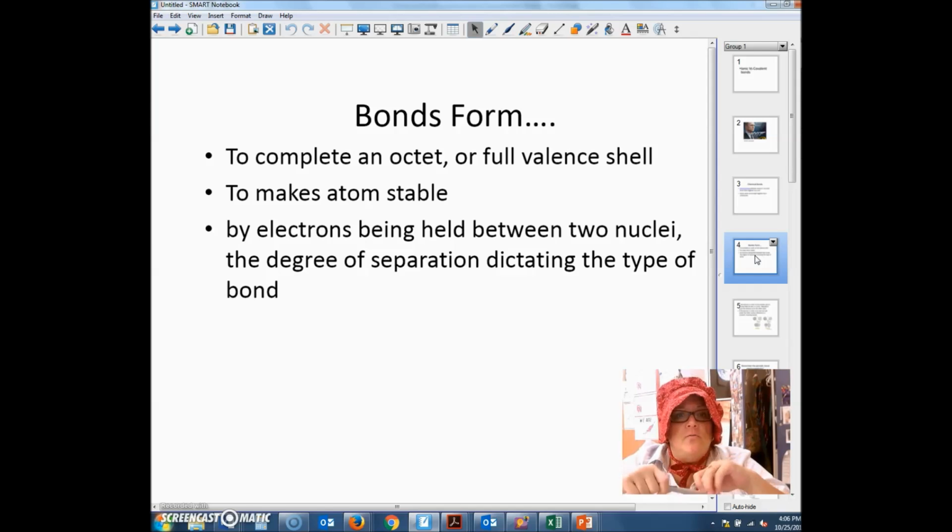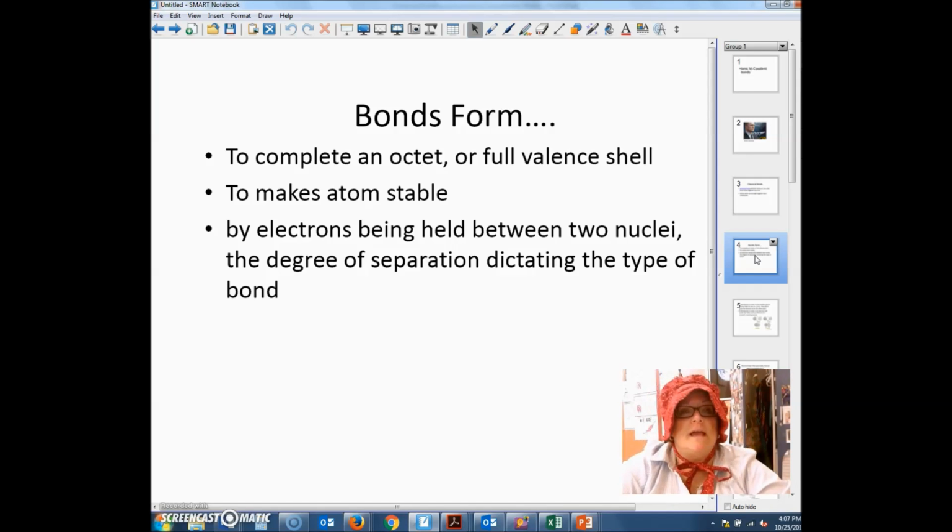The reason the bonds form is because of stability. They want to achieve that noble gas configuration, that happy atom status. They want all of the orbitals in the valence shell filled with electrons. So they bond together, and they can either give and take electrons, or they can share them. It just depends on their electronegativity and the radius of the atom and ionization energy, things like that.